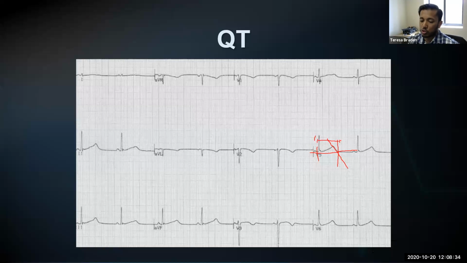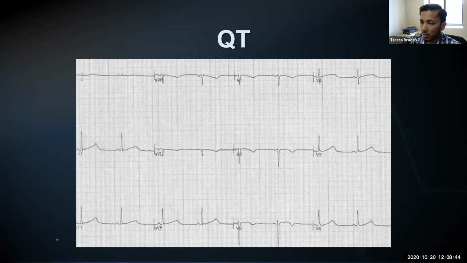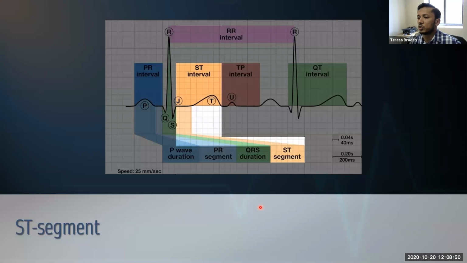And remember, one box is going to be 200 milliseconds. We said 450 is the cutoff. So once you get to 2.5 boxes, you already know that it's heading in the direction of being somewhat prolonged. Let me erase all that and get off this. Okay, so let's look, any questions on the QT segment specifically?